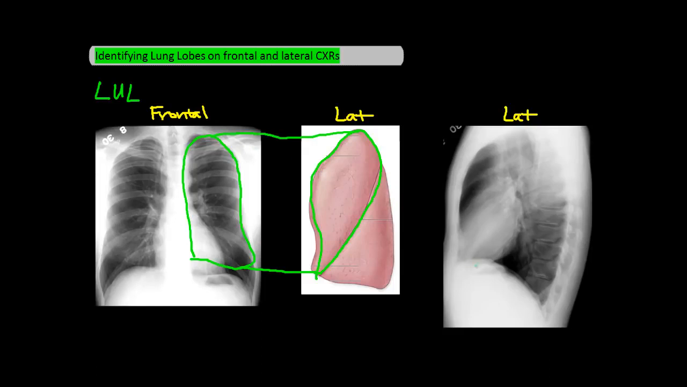The lateral is very easy. Just find the oblique fissure here, and everything above it is the left upper lobe. Also keep in mind that the more inferior area of the left upper lobe is the part that's in contact with the left border of the heart.